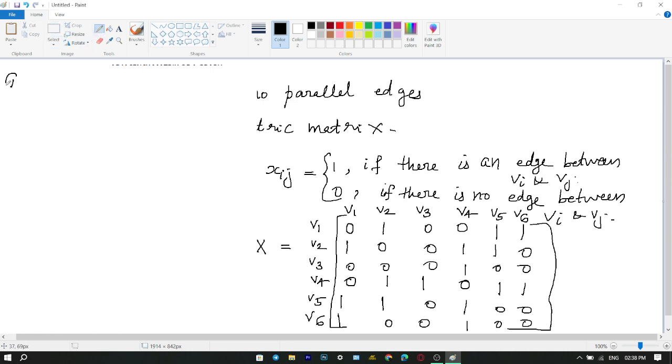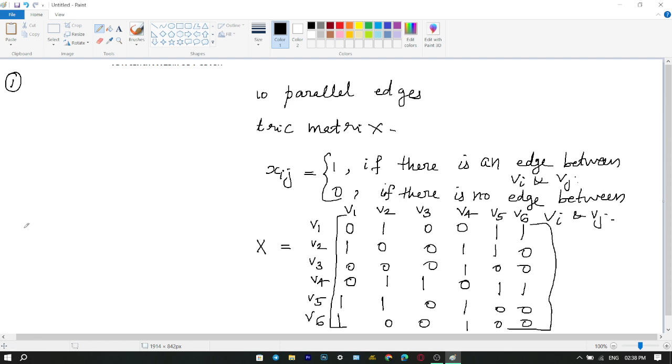So the first observation is the entries along the principal diagonal of X are all zeros if and only if the graph has no self loops. So here we can see that the principal diagonal of X is completely 0. Why? Because there is no self loop. So that is our first observation.